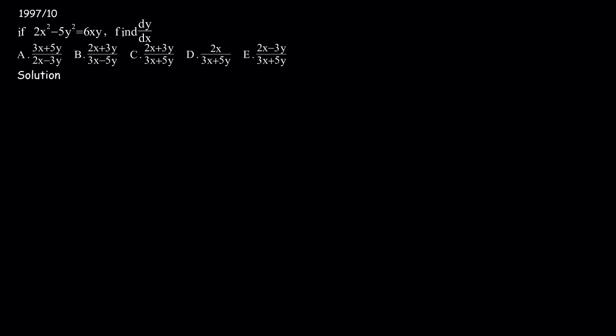Our very first question is from 1997 and it states that if 2x squared minus 5y squared equals 6xy, find dy over dx. Now when we solve implicit differentiation, if you have a component that is purely x, we differentiate it manually. Then if we have a component that is purely y, we differentiate it as a chain rule.